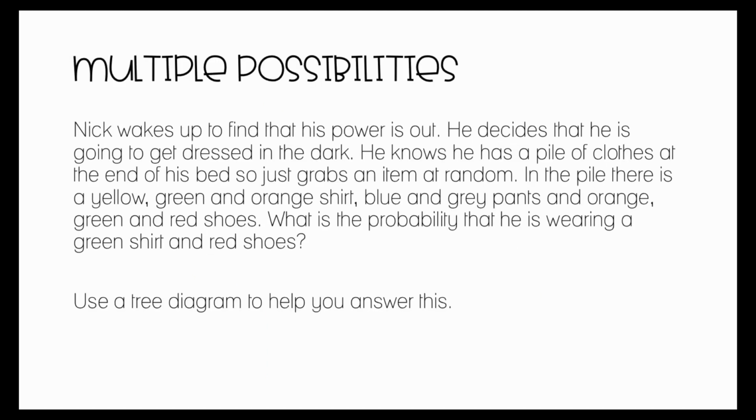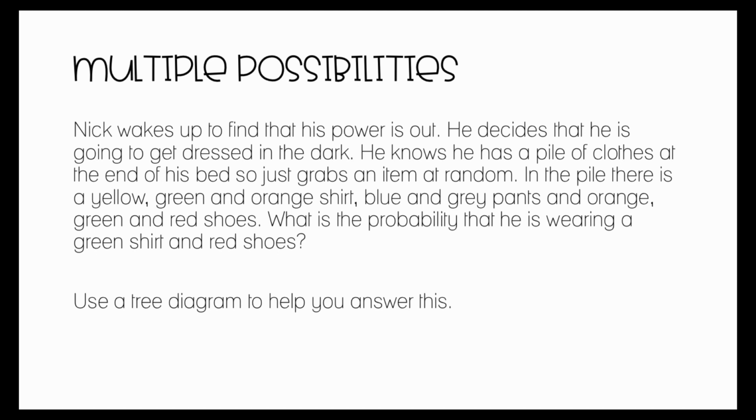So Nick wakes up to find that his power is out. He decides that he is going to get dressed in the dark. He knows he has a pile of clothes at the end of his bed, so he just grabs an item at random. In the pile there is a yellow, green and orange shirt, blue and grey pants, and orange, green and red shoes. What is the probability that he is wearing a green shirt and red shoes?